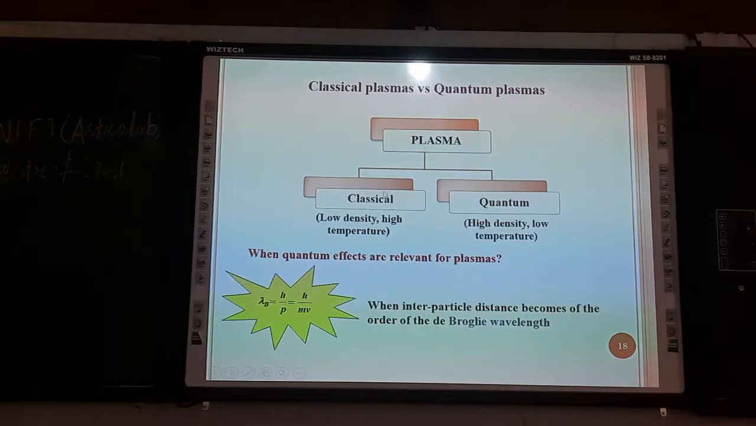And here what is more important is the white dwarf integral. Those are quantum plasmas, so let us distinguish between the two. Classical plasma is low density, high temperature, whereas quantum plasma is the opposite. The decision parameter by which the formalism has to be applied, whether classical or quantum, is decided with the help of the de Broglie wavelength in relation to the interparticle distance.